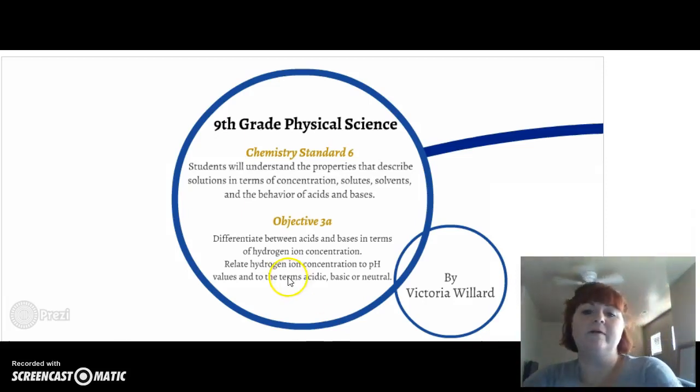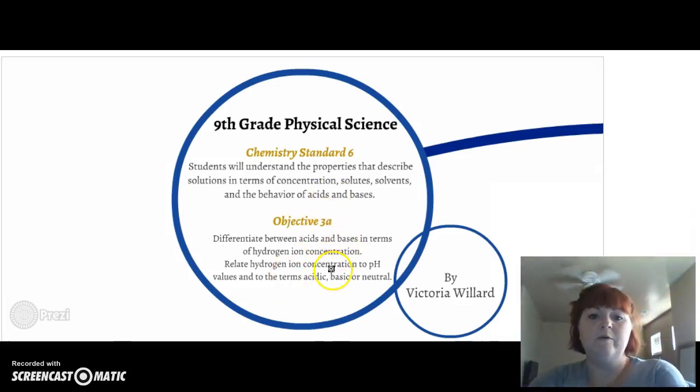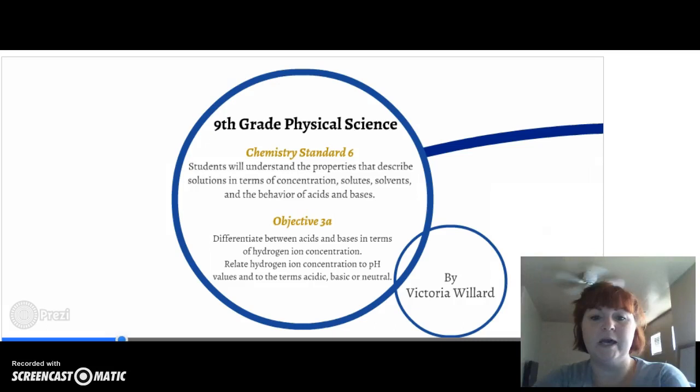Okay, class, today we want to cover the Chemistry Standard 6. We've been talking about concentrations, solutes, solvents, and the behavior of acids and bases. And so the objective for today is we're going to talk about the relationship between acids and bases and hydrogen ion concentration, and specifically how this relates to the pH scale and how to determine something as acidic, basic, or neutral on that pH scale.